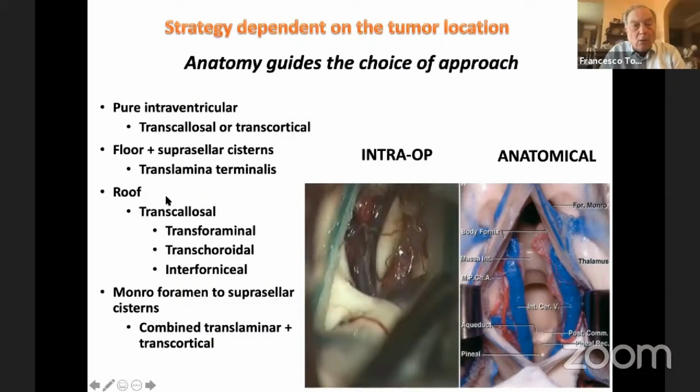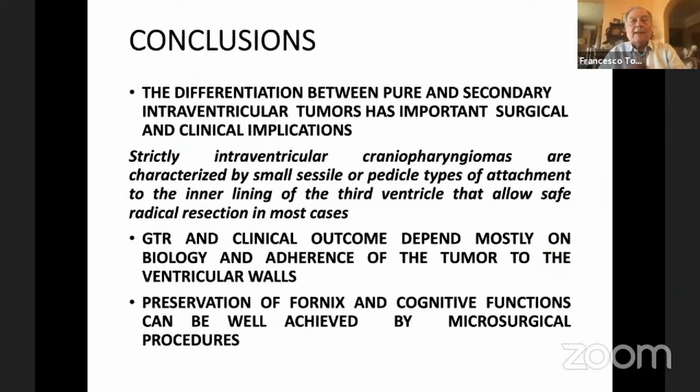A tumor in the roof is approached with the transcallosal approach and its variants: transforaminal, transchoroidal, interfornicial. I don't speak about combined approaches for other locations. You see here the intraoperative view, and this is the anatomical view. We need to know the anatomy exactly to preserve the very important structures in this area. In conclusion, the differentiation between pure and secondary intraventricular tumors has important surgical and clinical implications.